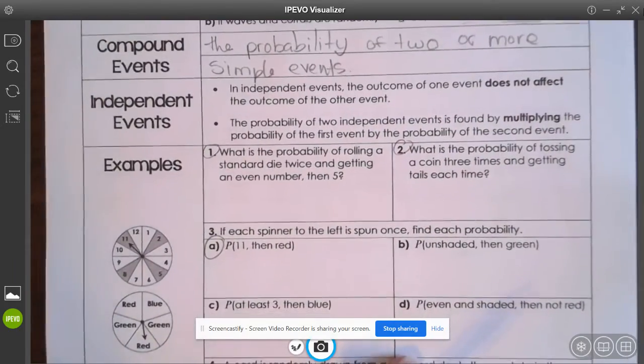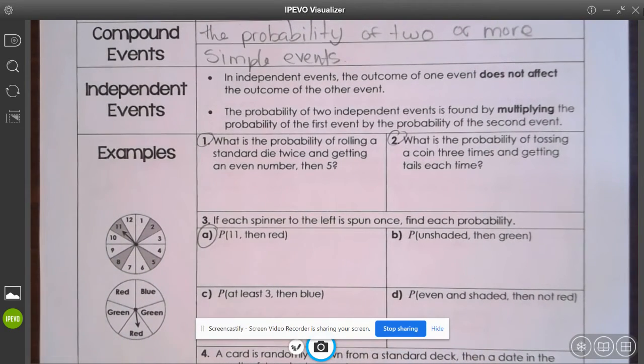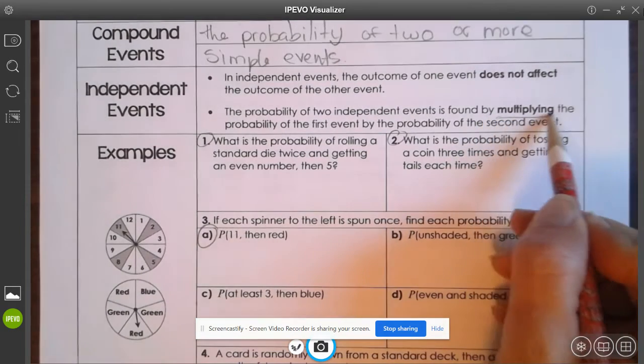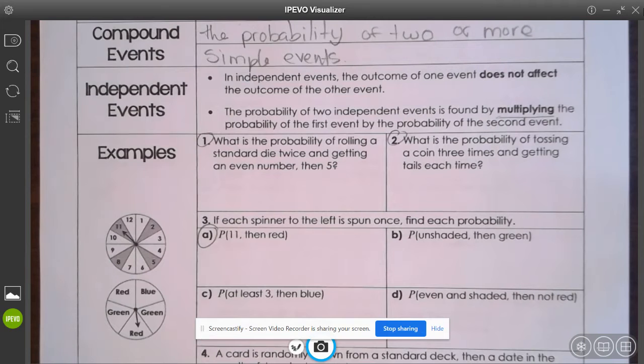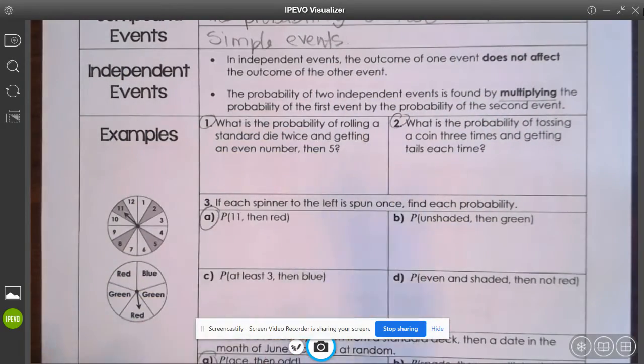And how do we do that? Let's work on multiplication. Then it says the probability of two independent events is found by multiplying the probability of the first event by the probability of the second event. So they don't have to do with each other. It's just, they don't affect each other. So they have nothing to do with each other. So you multiply. Now we're going to remember the concept of multiplication of fractions.